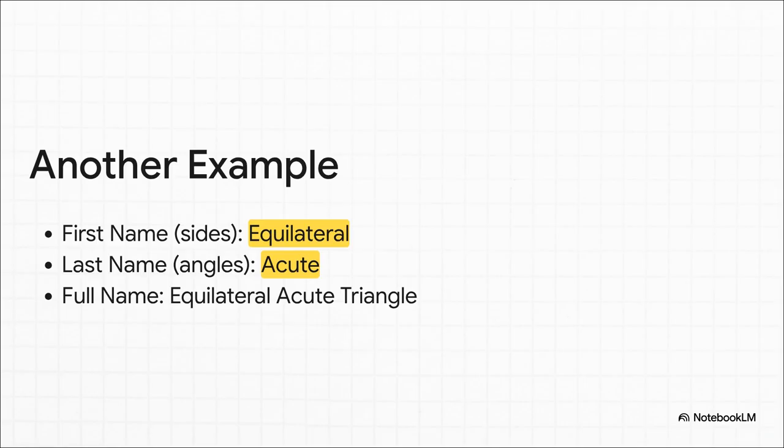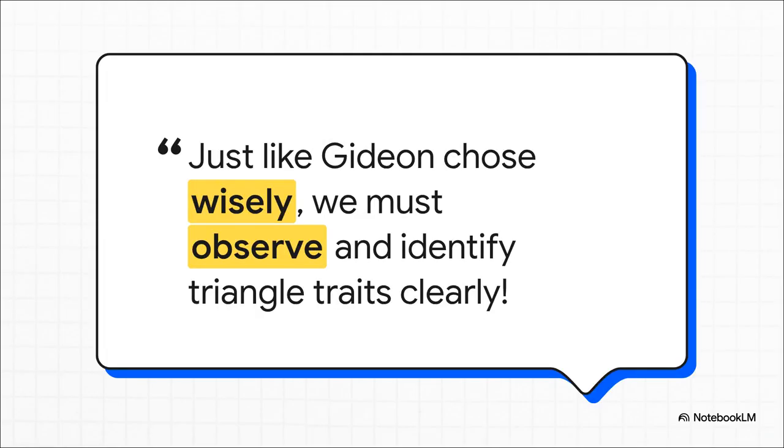See how that works? You know, this whole process really shows you how important just observing carefully is. The source material makes this interesting connection to the story of Gideon, but the main point is really simple. To truly get what a shape is, you have to look at all its features, the sides and the angles. That's where the whole story is.